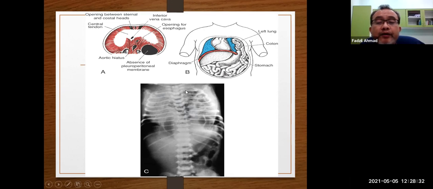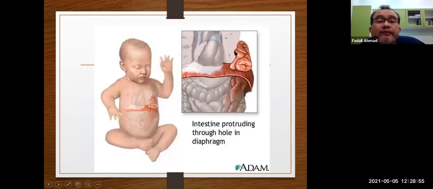You can see here on the left side, here you can see a lot of air bubbles that show you the GIT tract has entered into the thoracic cavity. Here is a better diagram, a better illustration. This is one type.